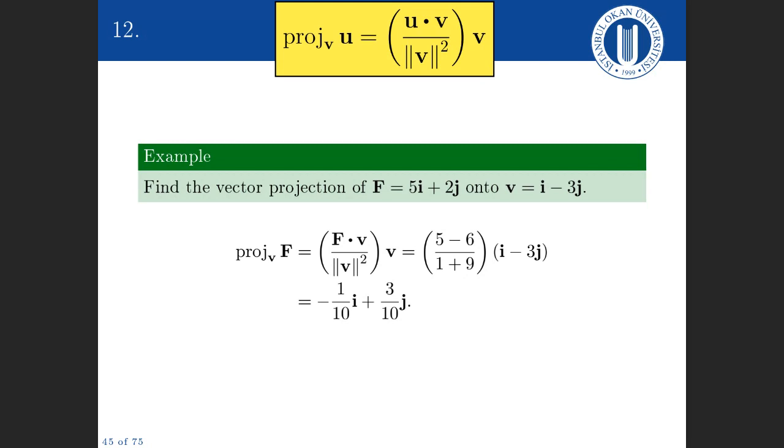Another one, find the vector projection of 5i plus 2j onto i minus 3j. What we need to do is u dot v divided by norm of v squared, and then multiply that number by v. So it's going to be 5 minus 6 divided by 1 plus 9, multiplied by i minus 3j.